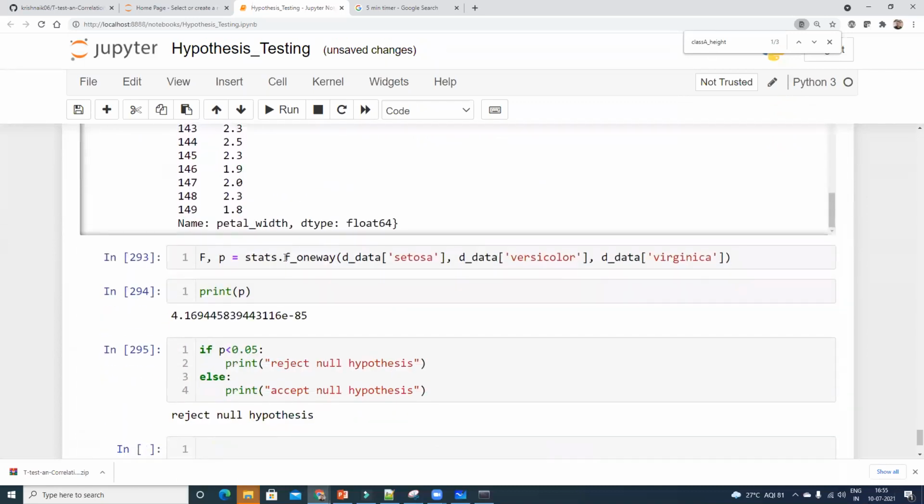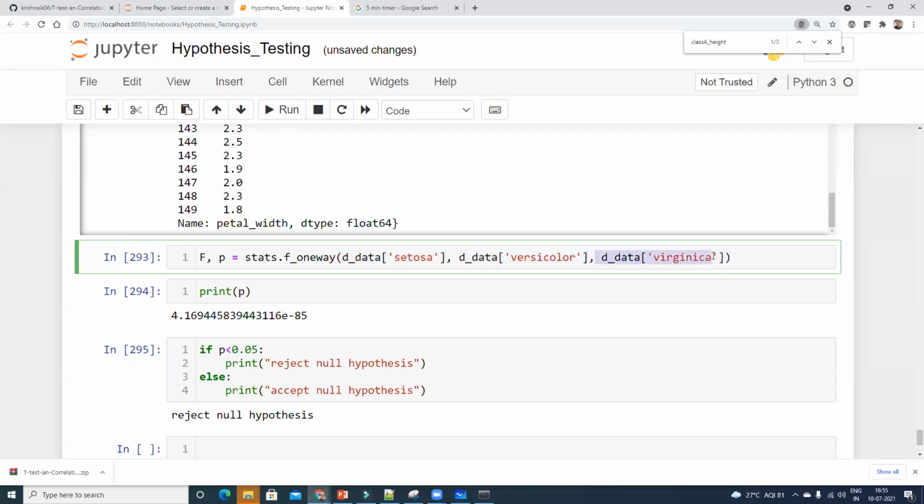After that, I am saying that I'll use stats.f_oneway. This is used for the F test. I pass my Setosa data, versicolor data, and virginica data. And now we are trying to compare these three groups, whether these three groups are equal or not.